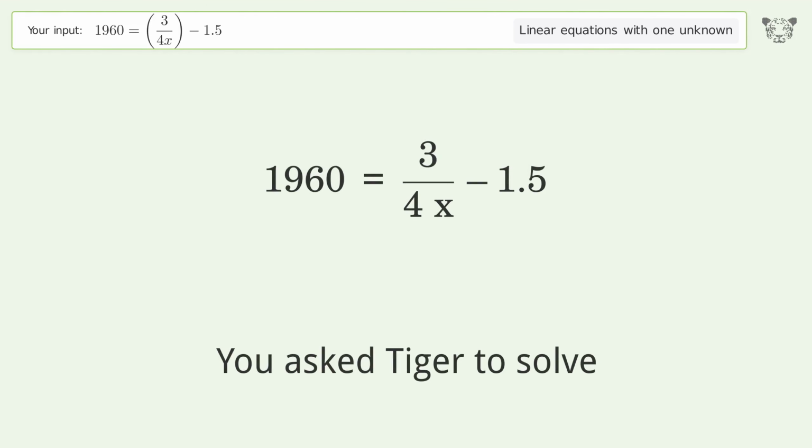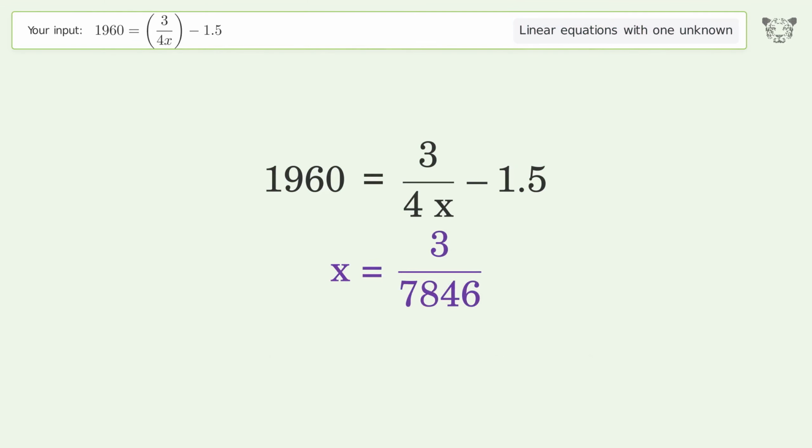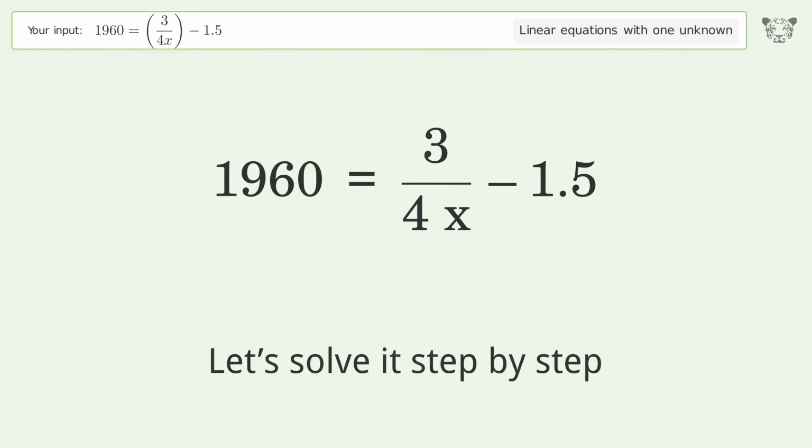You ask Tiger to solve. This deals with linear equations with one unknown. The final result is x equals 3 over 7,846. Let's solve it step by step.